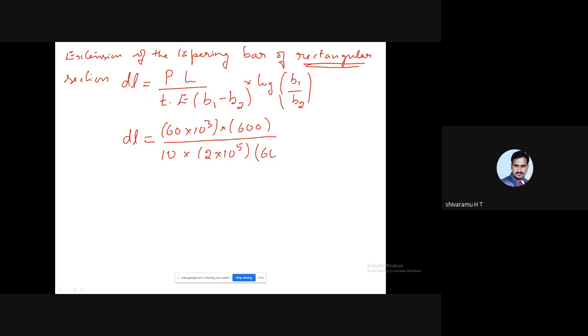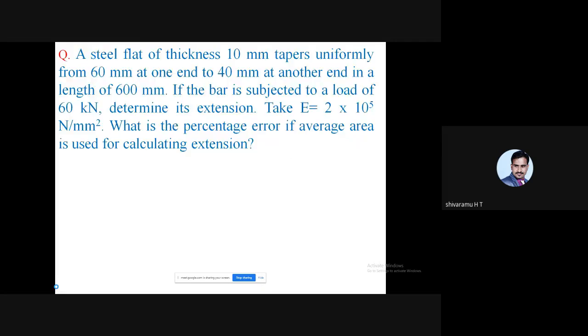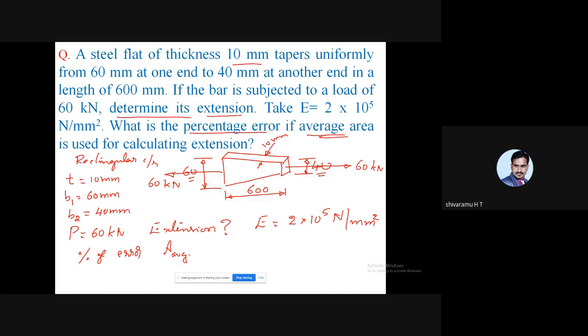So the bigger end is 60 minus 40, the width at the smaller end, into log of 60 by 40. If you simplify this, you will get the deformation dl equal to 0.3649 millimeter. It is very simple. You just substitute directly into the calculator and you get the extension, or deformation, as 0.3649 millimeter. So this is the extension.